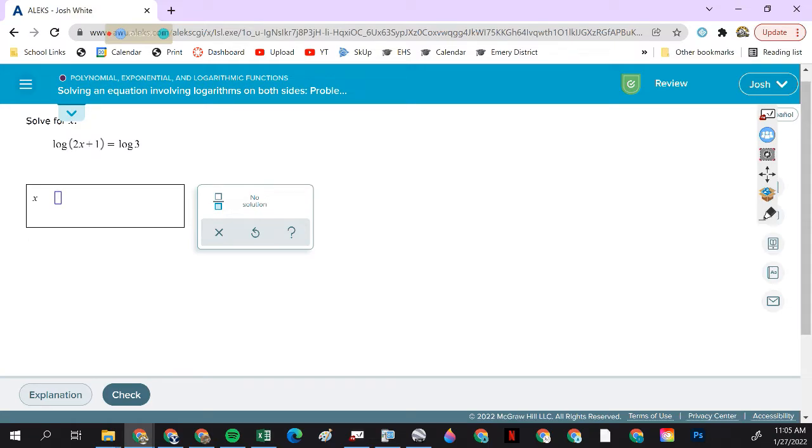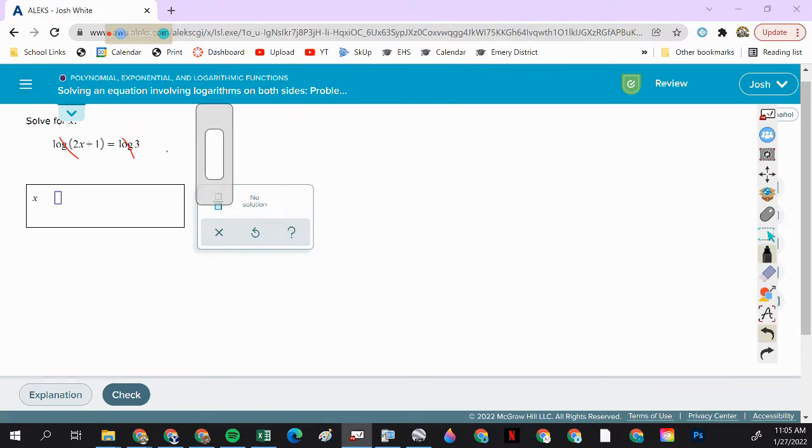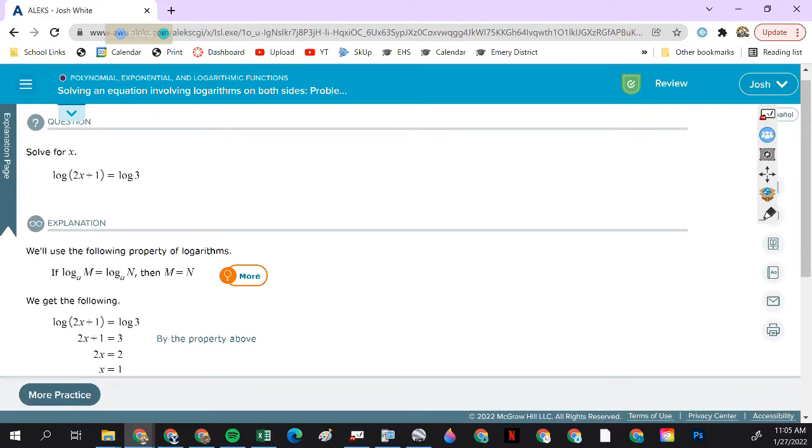Okay, oh, I can just drop these, right? Those are already set up. So 2x plus 1 equals 3. Subtract 1 is 2. Divide by 2. X equals 1. Yeah, that one's not bad. Okay, let's find one that is a little harder.